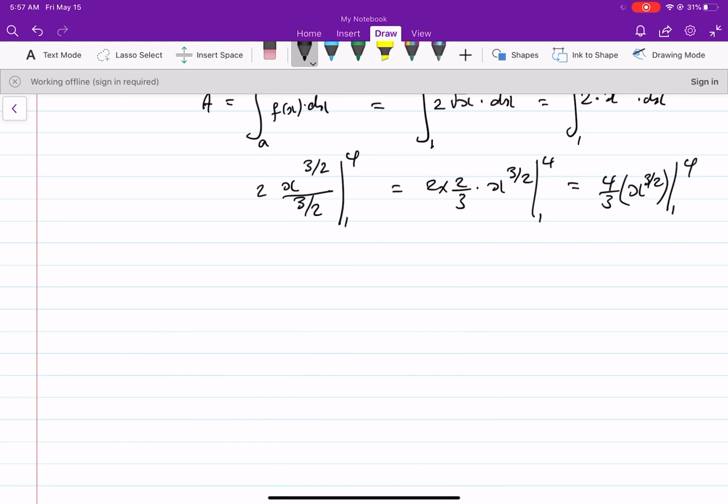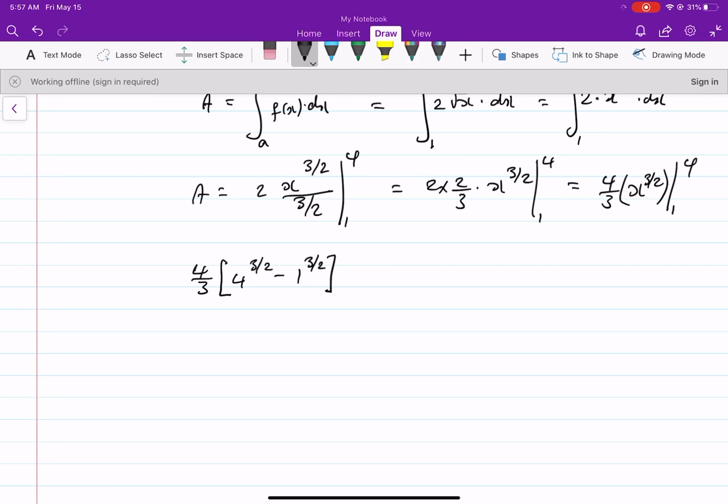Okay. Now I can leave out the 4/3 because I don't have to plug anything into that 4/3. That's just a number, 4/3 into, and then I'll plug both limits into the x to the 3 halves. So that will be 4 to the 3 halves minus 1 to the 3 halves. Right? I like to do it that way.